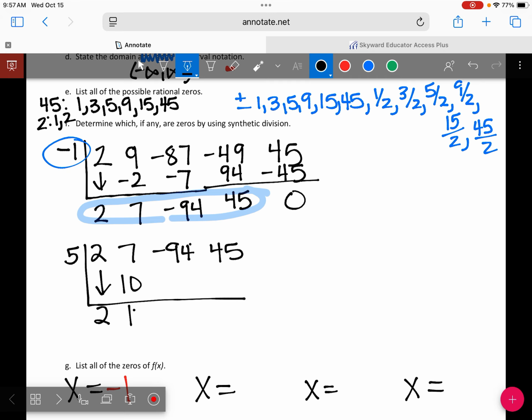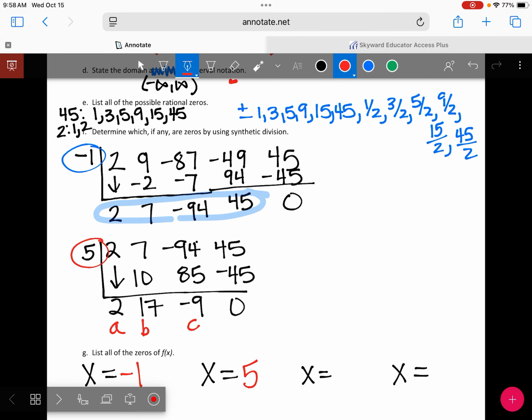So 2 times 5 is 10. You add, 5 times 5 plus 10 is 17. 17 times 5 is 85. You add, you get negative 9. You multiply that, you get negative 45. We add, we get 0. So yay, we have another solution, 5. And this represents my A, B, and C for the quadratic that I need to factor down to get my last 2 answers. So we have 2x squared plus 17x minus 9.